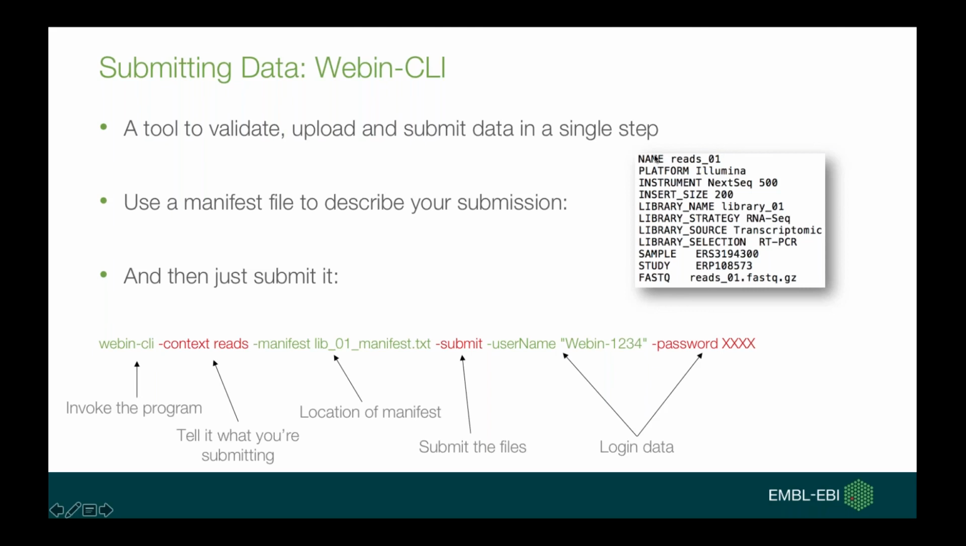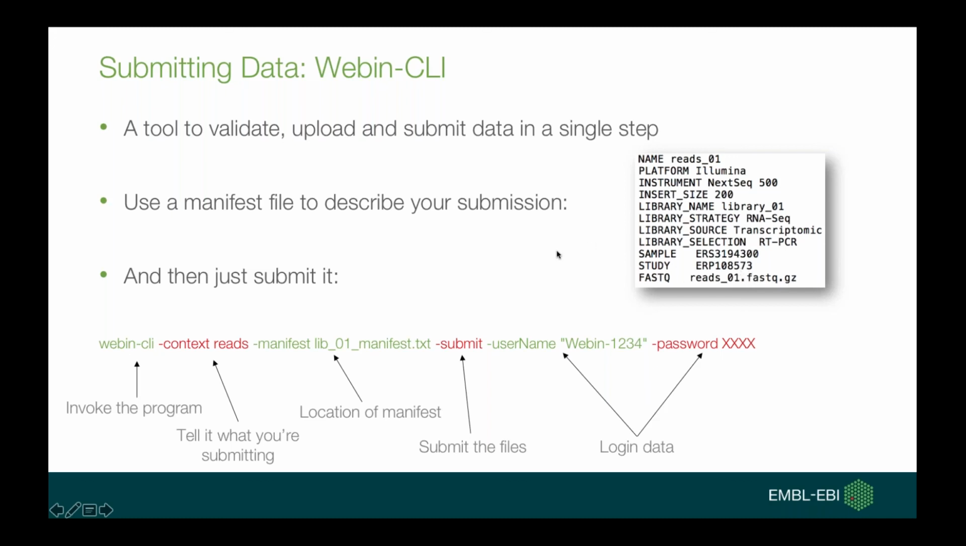So here we have some read data that we're submitting, and we've named our library reads1. We are stating that the platform that we did the sequencing on was Illumina. We are saying the insert size was 200. We are specifying sample and study accessions, which we want our read data to belong to, and we're specifying the location of the FASTQ file, reads1.fastq.